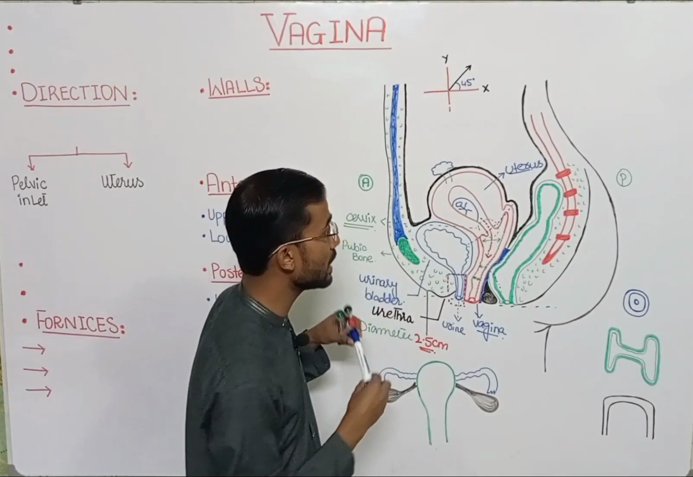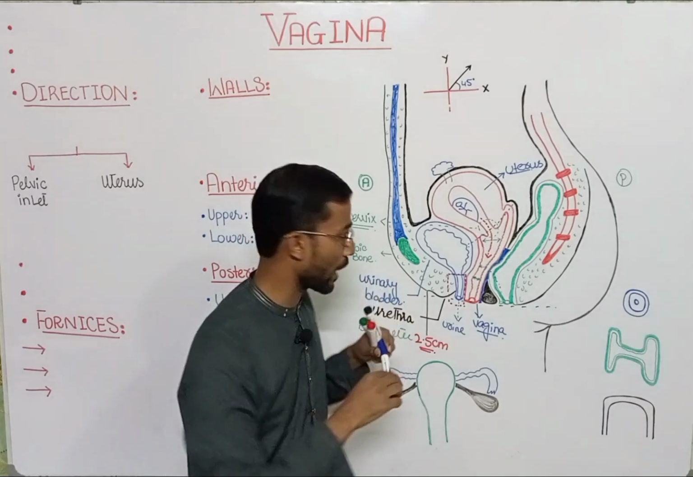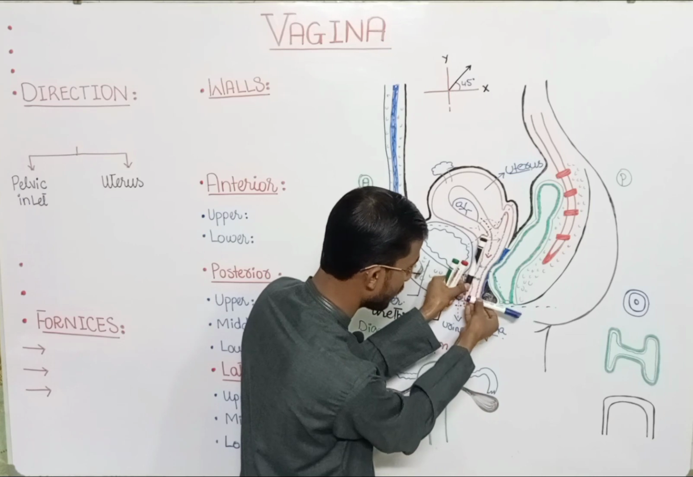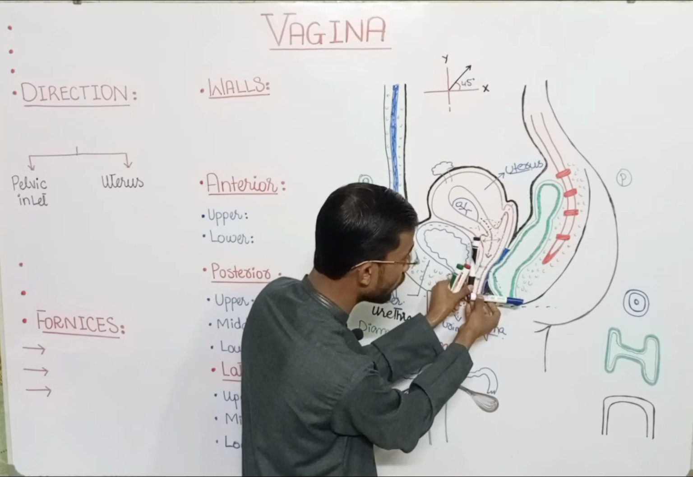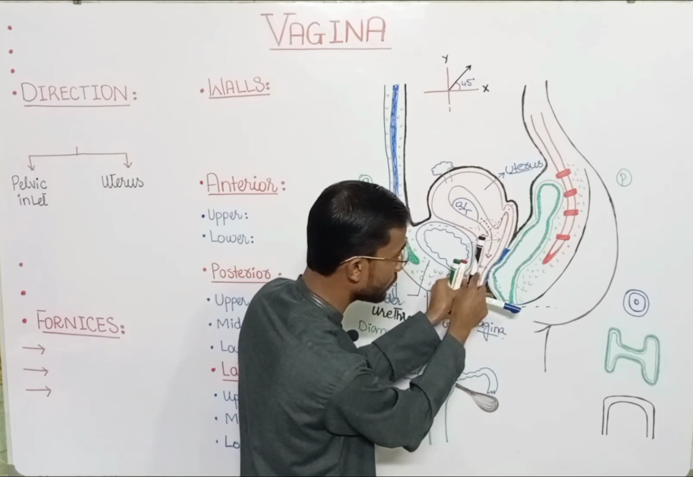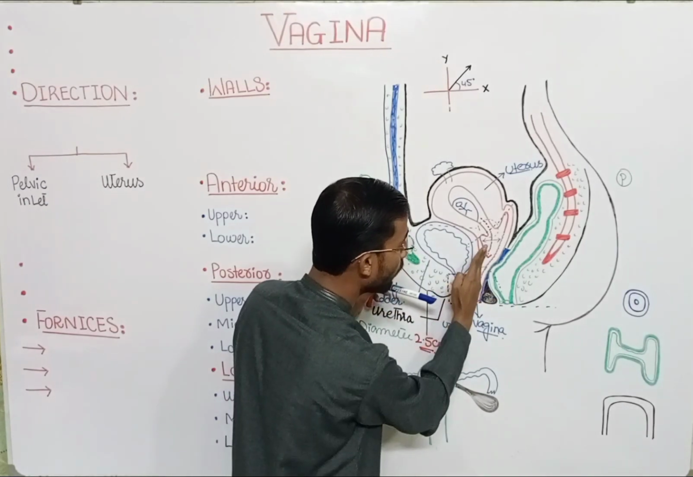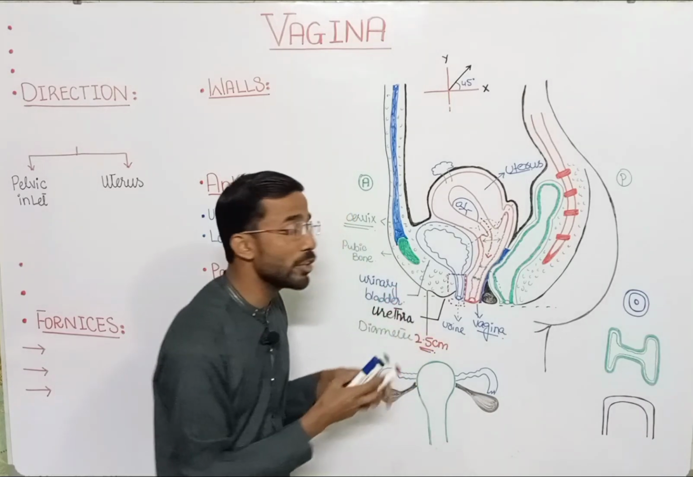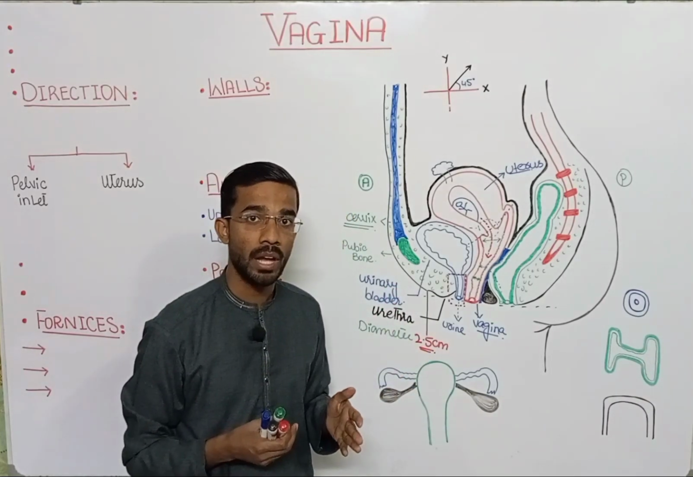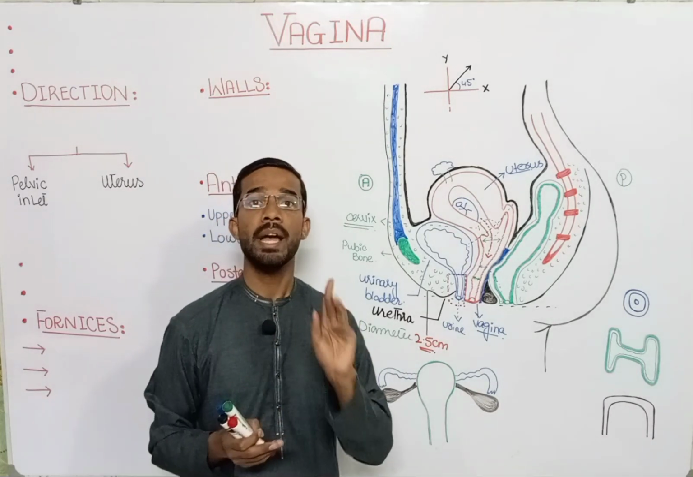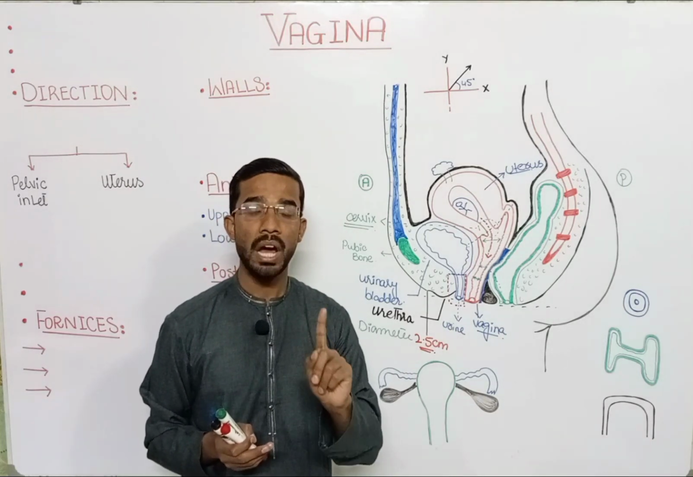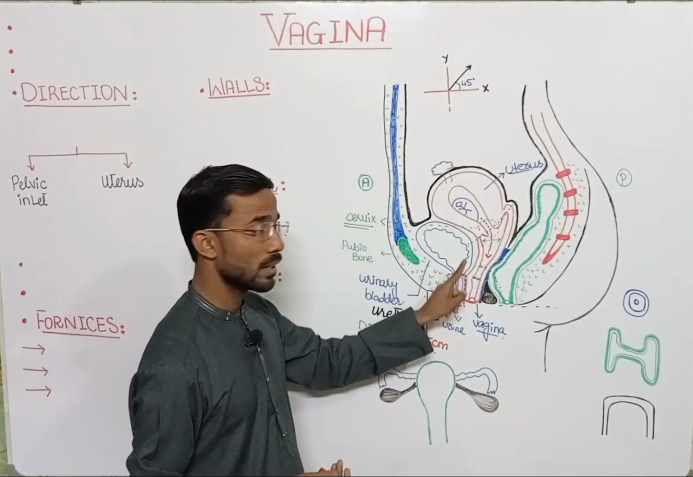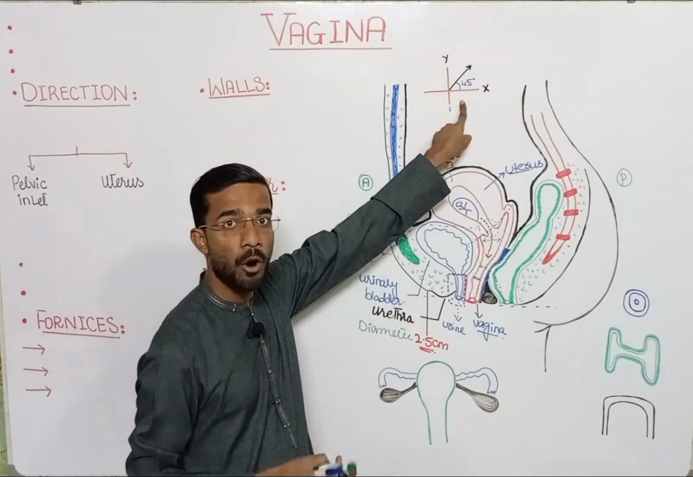In that situation you will see the vagina moves upward and backward. So this angle is 45 degrees. The vagina actually moves upward and backward. So this is actually the position of the vagina. But if we talk about the vagina according to the pelvic inlet or according to the uterus, it makes a different angle. So we have 45 degrees formed with the horizontal.